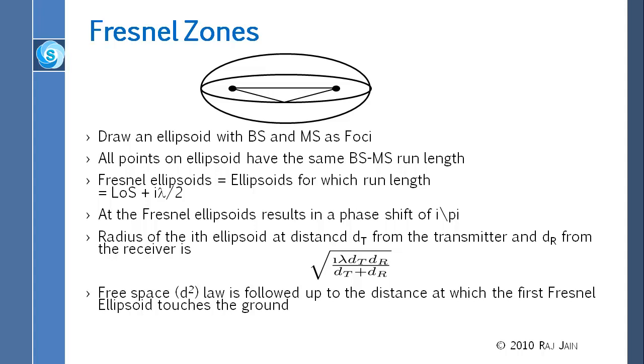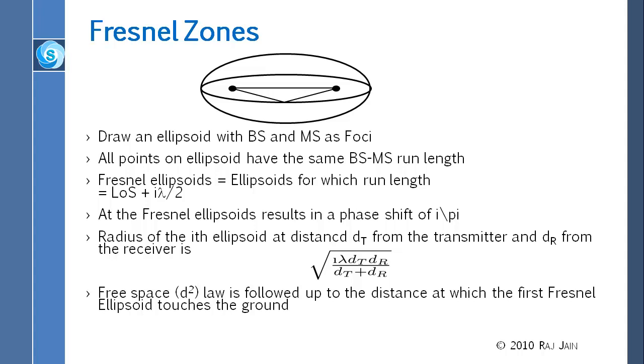Okay, so far, before I answer your question, there are a few things I introduced here. First of all, you should know what an ellipse is. An ellipse is simply all the points for which the sum of the distances from the two focal points is constant. An ellipsoid is what you get when you rotate that ellipse. And if the path distance is the line of sight plus 1 lambda by 2, that is the first Fresnel zone, and so on and so forth.